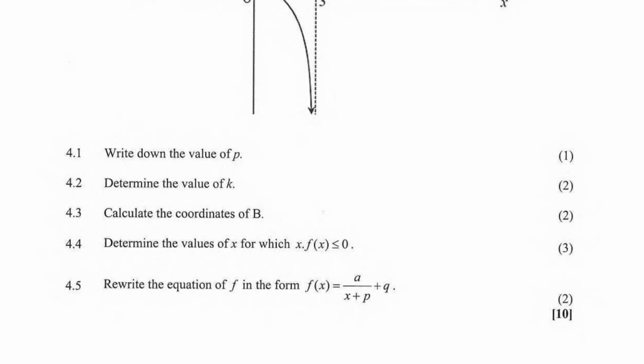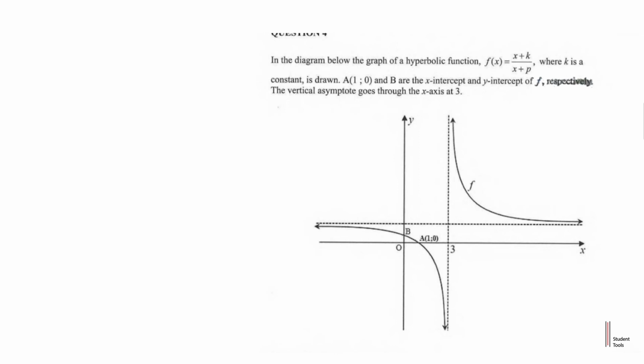4.5, rewrite the equation of f in the form f of x equals a over x plus p, plus q. This is what I was talking about on 4.1. This is the typical hyperbola we are used to, which is f of x equals a over x plus p plus q. And we know that we get the values of p and q from the asymptotes. So we have two asymptotes here. We have the horizontal, we have the vertical.